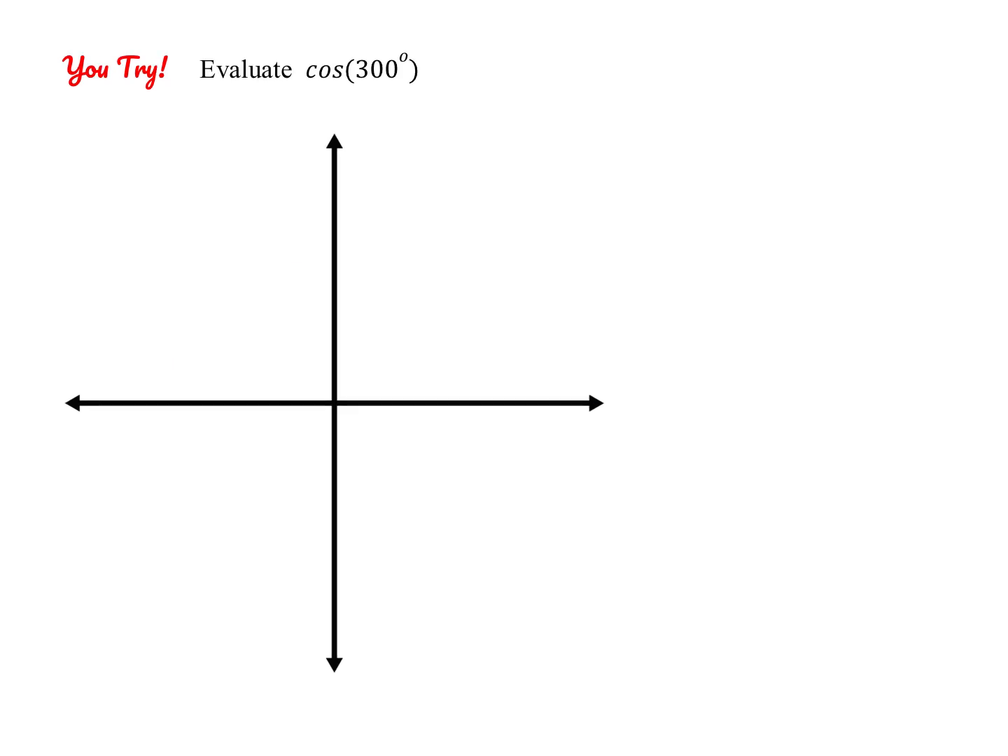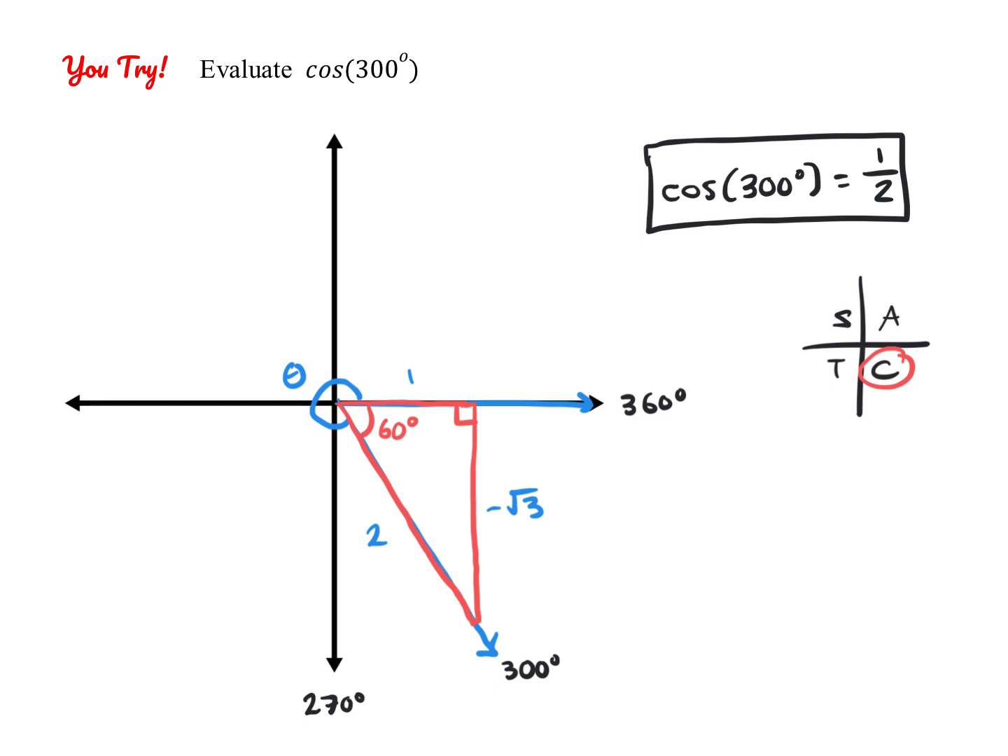All right, pause the video again and give this one a try. All right, check your work here. 300 degrees falls down in quadrant 4. Our reference angle is 60 degrees. Here's the sides of our 30, 60, 90. And please make sure this one is negative because we're going down. And cosine is adjacent over hypotenuse, so 1 over 2. And since we are in quadrant 4, cosine should be positive.